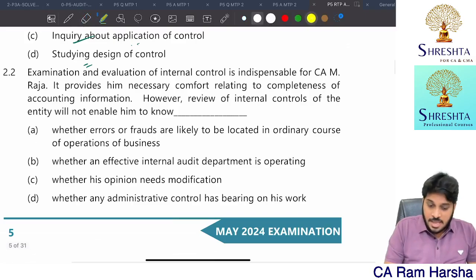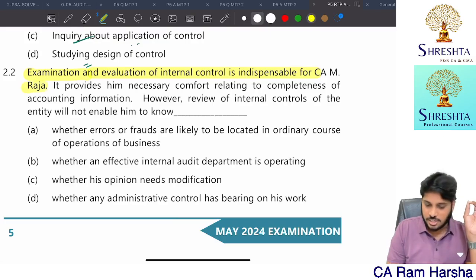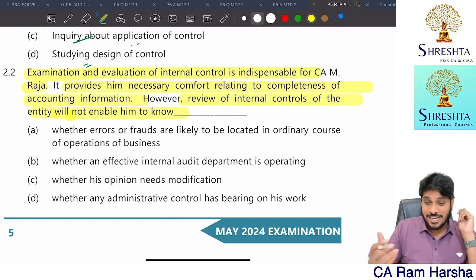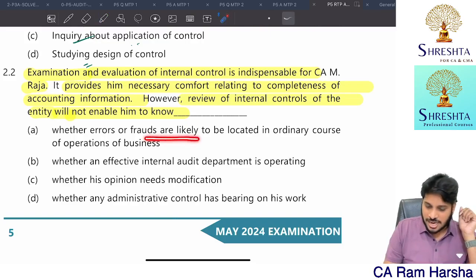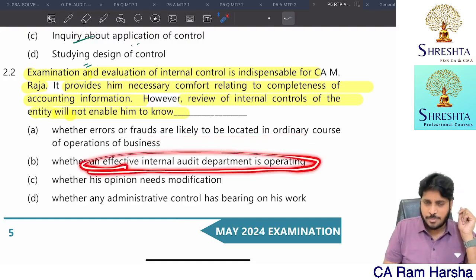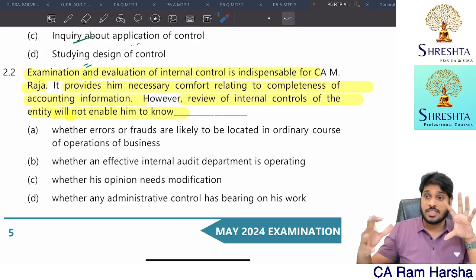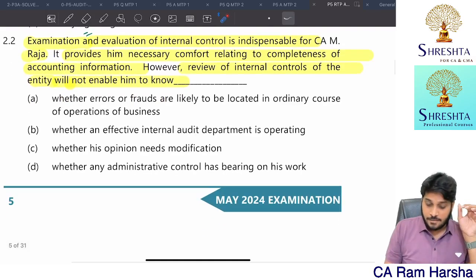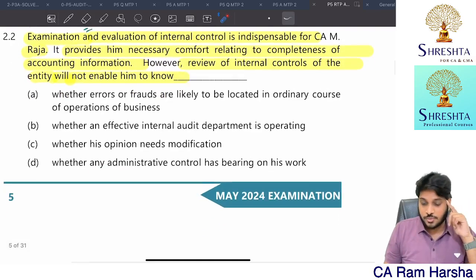Next, examination and evaluation of internal control is indispensable for CA Raja. Correct only. It provides him necessary comfort relating to completeness of accounting information. Correct only. However, review of internal controls of the entity will not enable him to know the following. Whether frauds are likely to be located in the ordinary course? This I will get. Whether an effective internal audit department is operating? Yes, of course, by looking at the internal control system, I will know whether an audit department is there or not. Whether his opinion needs to be modified? Whether any administrative controls have bearing on his work?